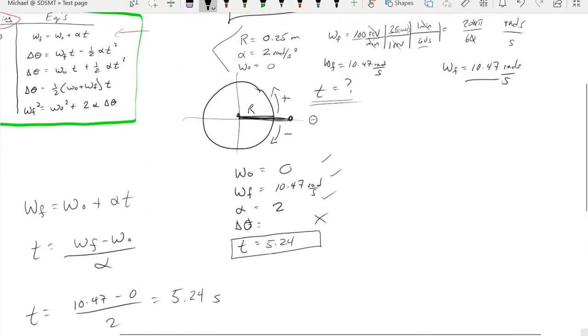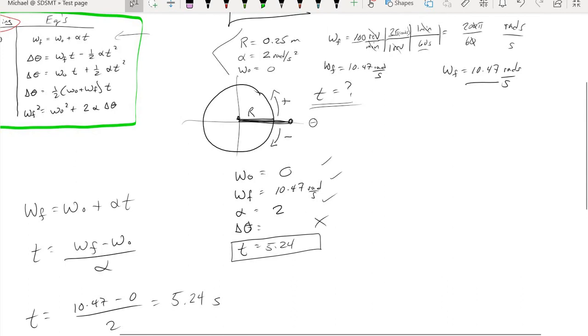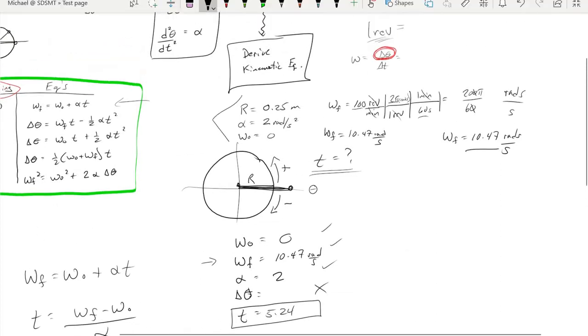5.24 seconds is the amount of time required for this spinning wheel to get from 0 up to 10.47 radians per second. So now I'd like to know what is the angular displacement that the wheel has passed through.